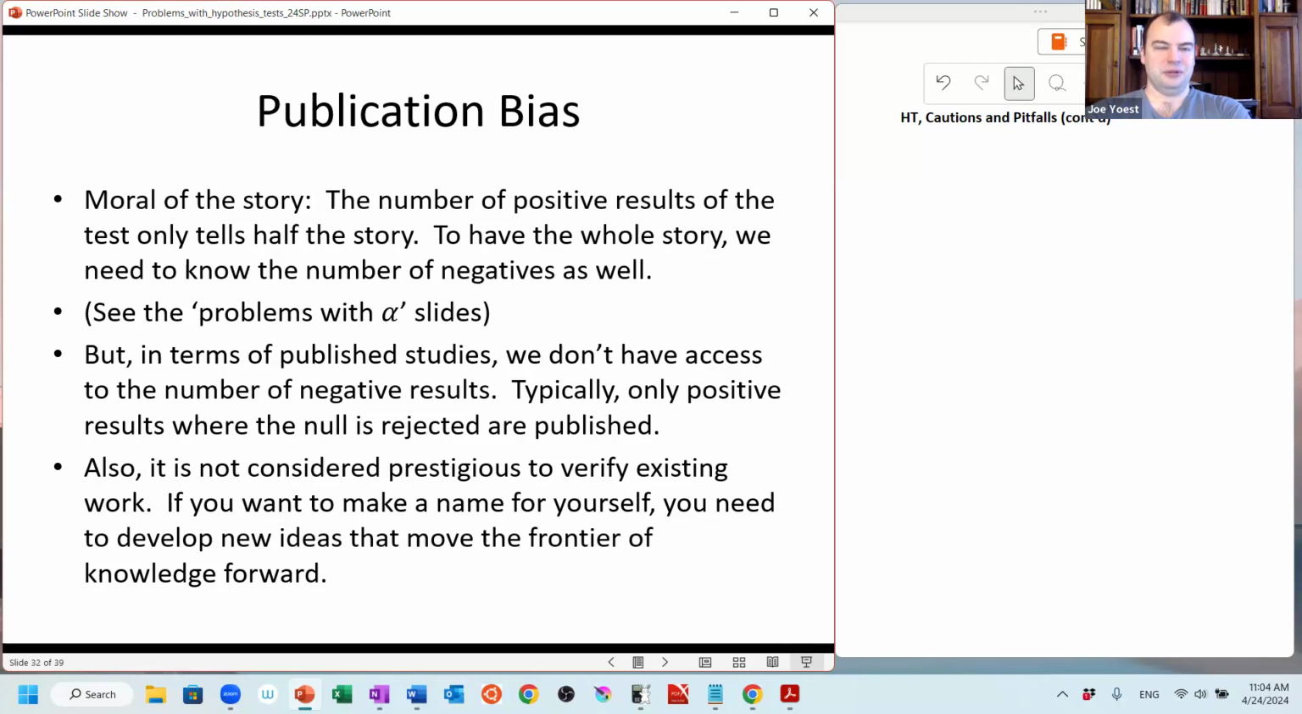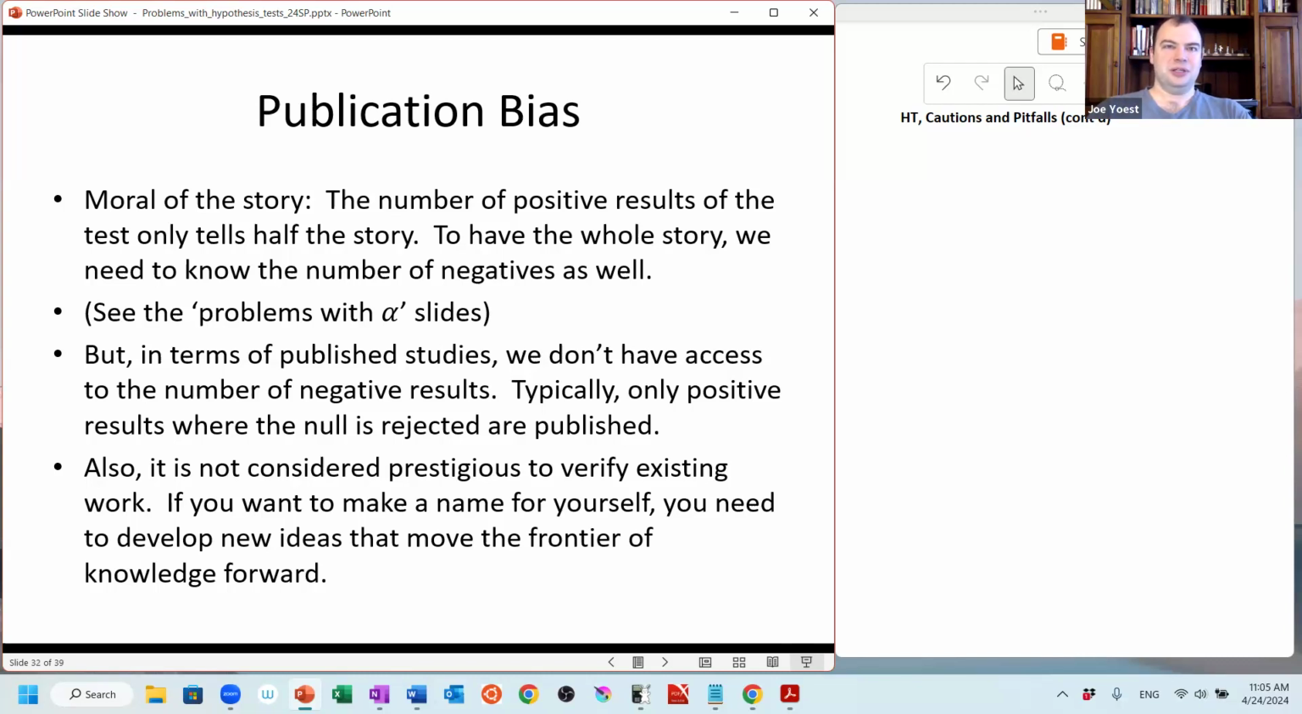And even if I did want to publish my negative result, what journal is going to want to publish an article that says, I thought this might be true, I investigated it and it wasn't true? That's not a very interesting thing to publish. So what are the journal articles that get published? The ones with positive results. What are the potential journal articles that don't get published? Often the ones with negative results.